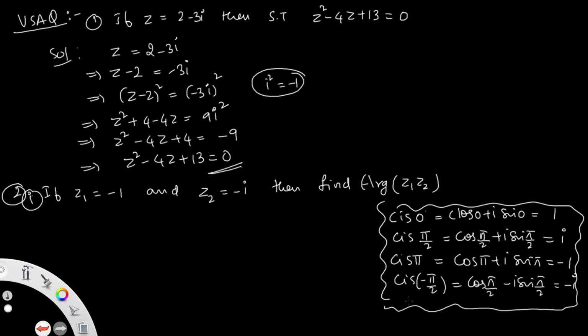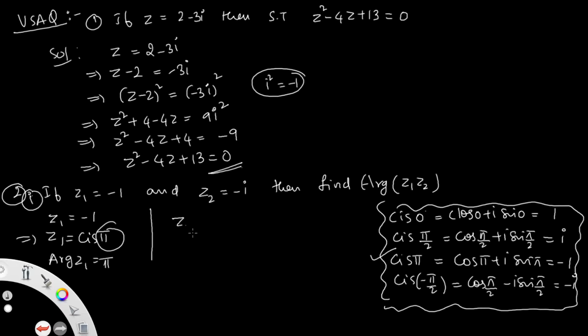So in terms of z1, it is given here z1 equal to minus 1. Minus 1 is nothing but cis pi. So it is in the form of cis with z1. So the argument of z1, the angle here is nothing but pi. So that is argument of z1 is pi.